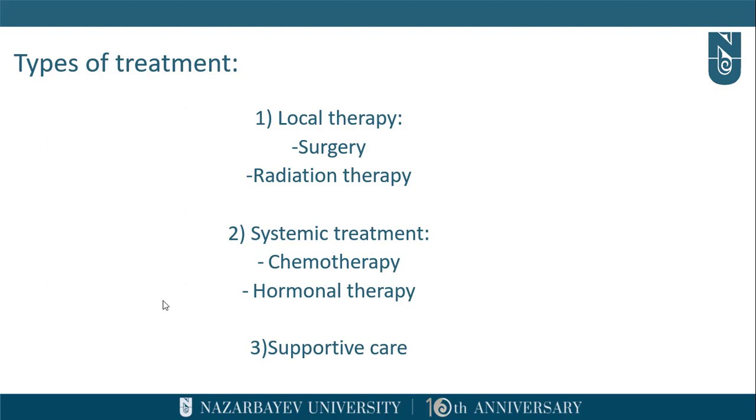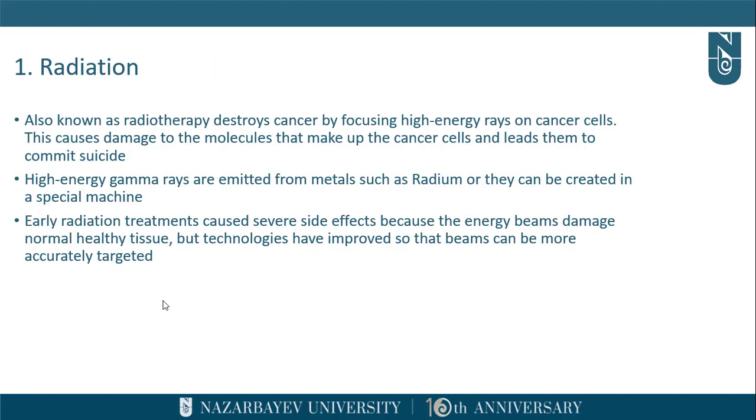So there exist, depending on the stage of cancer, different types of treatments, be it local, systemic, or supportive. For the local, it's radiation that uses high energy rays to focus on cancer cells, and these rays are emitted from specific metals like radium. They focus on the cancer cells to eliminate them, or in a way that these cancer cells commit suicide, so they go through the apoptosis process.